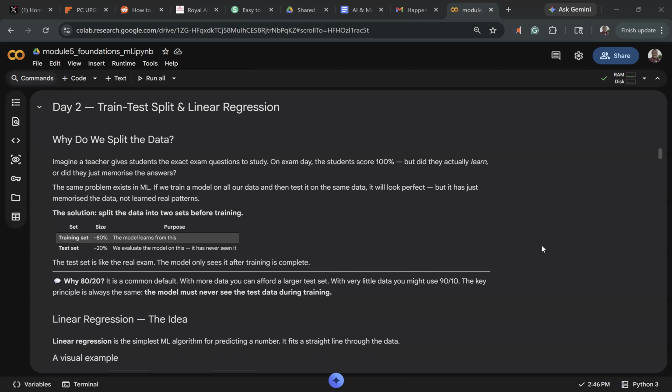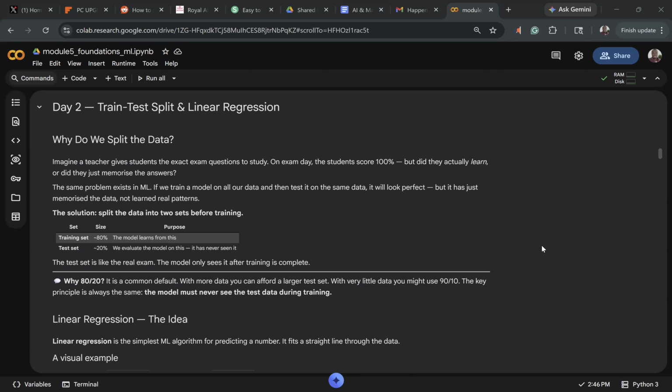So this is a major problem that exists. It's the same problem that exists in machine learning. If we train a model on all our data and then test it on the same data, it will look perfect. Well, it has just memorized the data. It has not learned any real patterns.